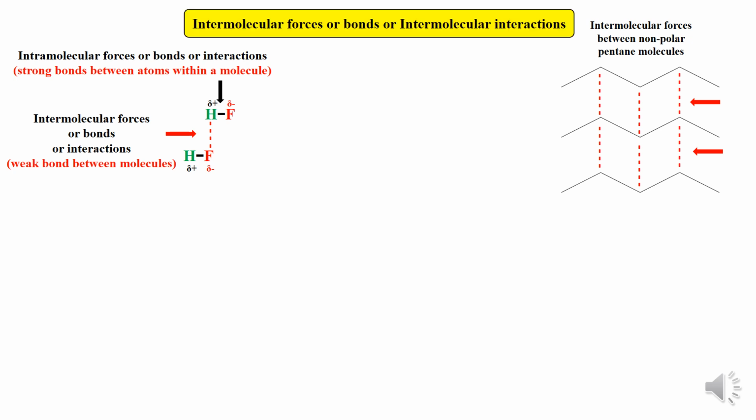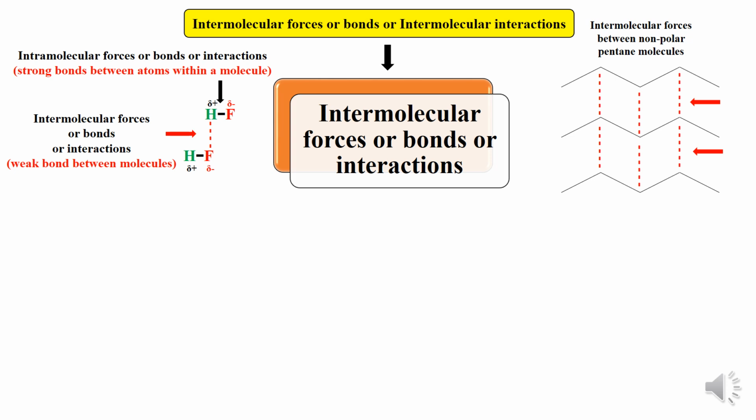Now, intermolecular forces occur between polar molecules like hydrogen fluoride and non-polar molecules like alkanes, and it is denoted by a dotted line. In this video, I'll give a brief explanation about the intermolecular forces or intermolecular interactions. Now, intermolecular forces can occur between non-polar molecules like alkanes or polar molecules like hydrogen fluoride molecules.